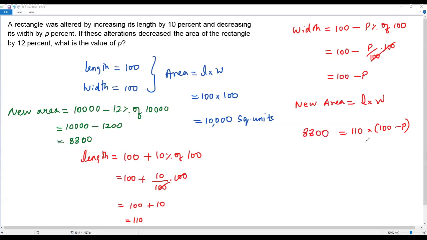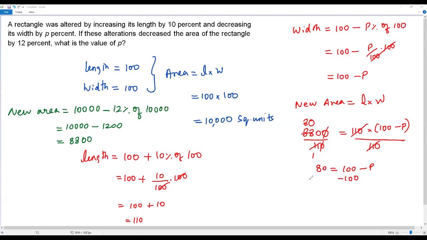Okay, now we have to solve for P in this equation. For that, first we have to get rid of this 110. So I divide both sides by 110. This 110 will cancel out, and this 0 will cancel out. 11 goes into 11 one time, 11 goes into 88 eight times, and we have 0 over here. That 0 can be taken over here. So I'm getting 80 is equal to 100 minus P on the right side.